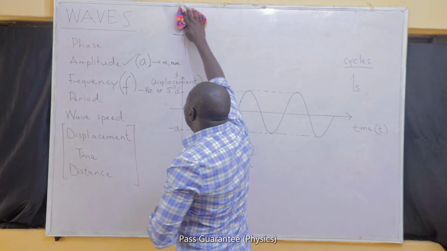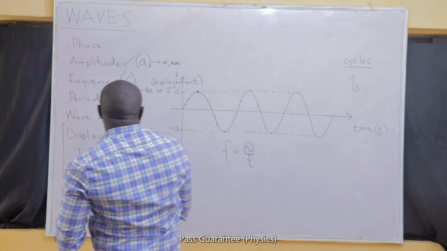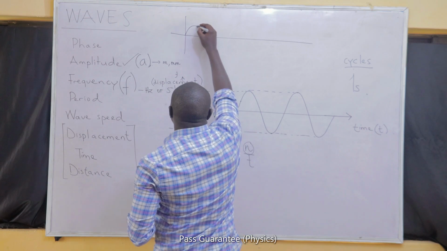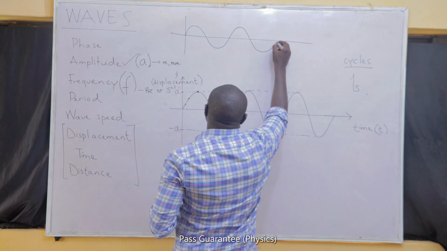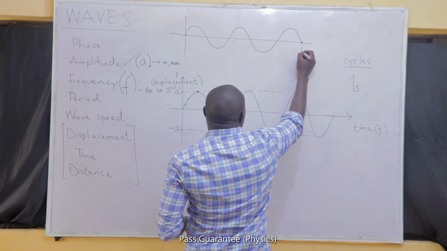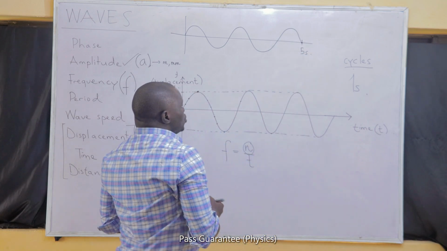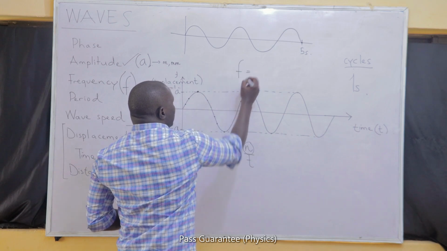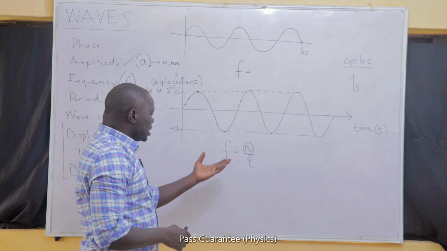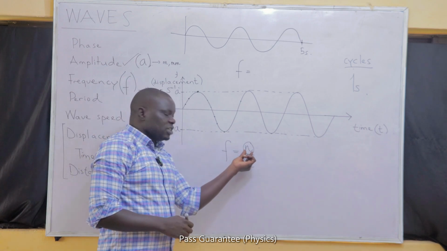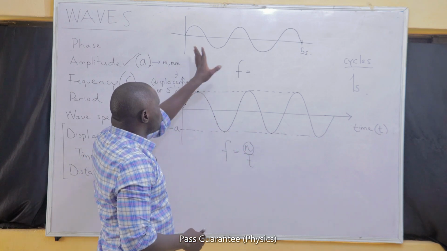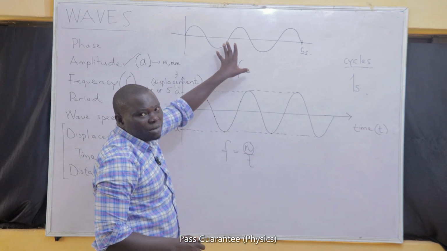I'm going to show you an example of where such can be used. If I decide to draw this and stop here, and I decide to put 5 seconds, I can ask you to find the frequency for me. The frequency is the number of cycles completed in 1 second. And you can easily get it by dividing the number of given cycles by the time that it took you to cover that cycle.